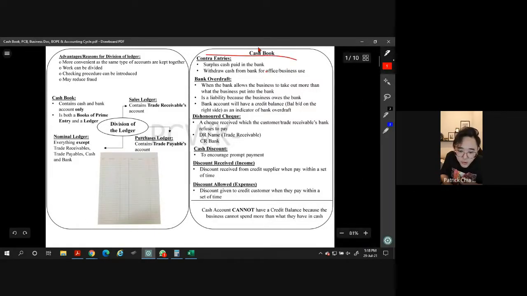Okay, so speaking of contra entries, there are 2 situations. Either we have too much cash. What do you do when you have too much cash? You put it in your bank. Okay, safer, correct? And what if you don't have cash? Then what do we do? So we also go to the bank and take out, right?